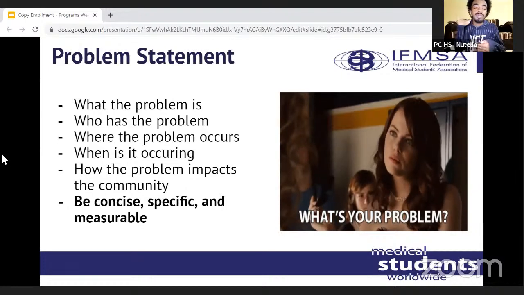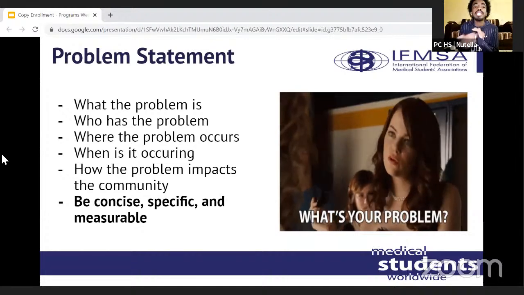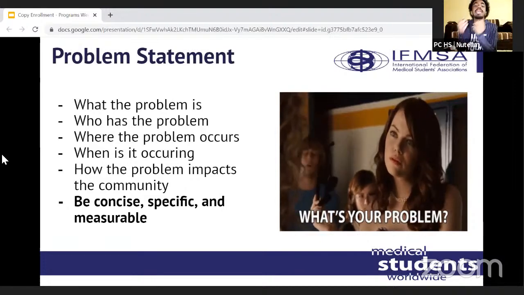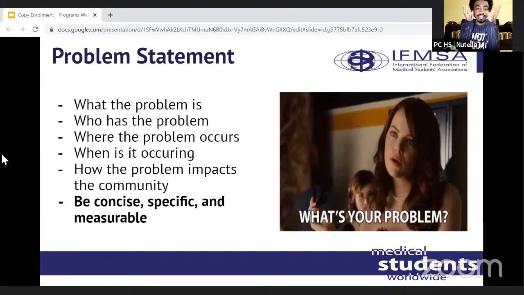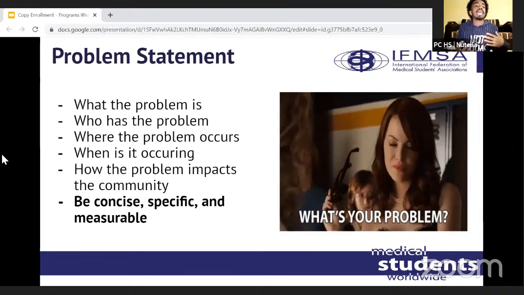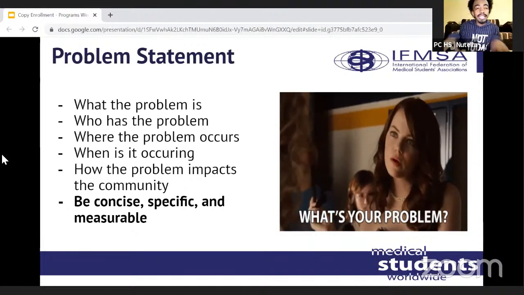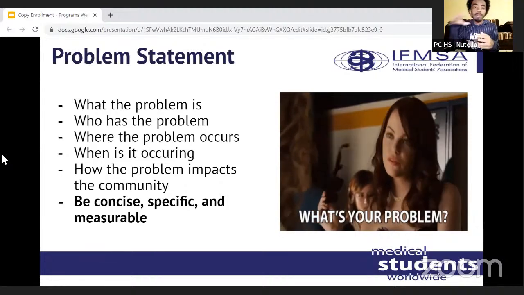Then you need to define who has that particular problem. Is it the general population? Is it medical students alone? Is it women? You need to have a certain group of people who this problem is affecting. Then you need to define where the problem occurs. Is it happening on a local basis, in your neighborhood, in your state, on a global level, in your country alone, on a couple of countries?